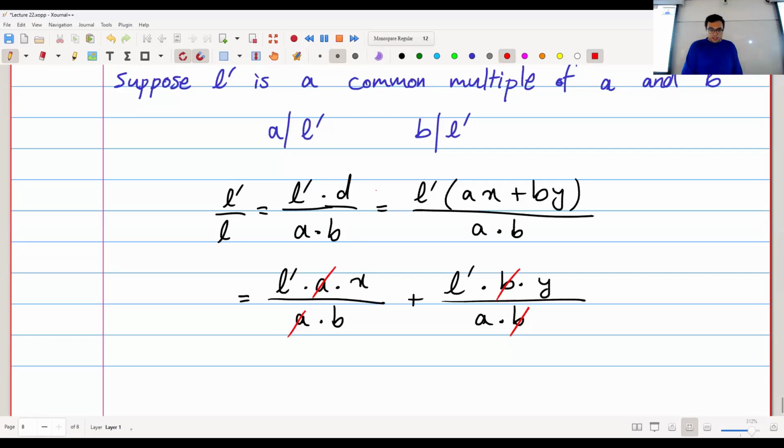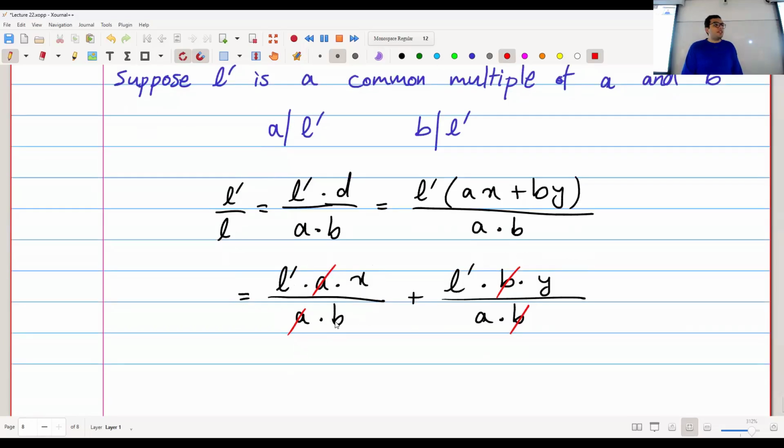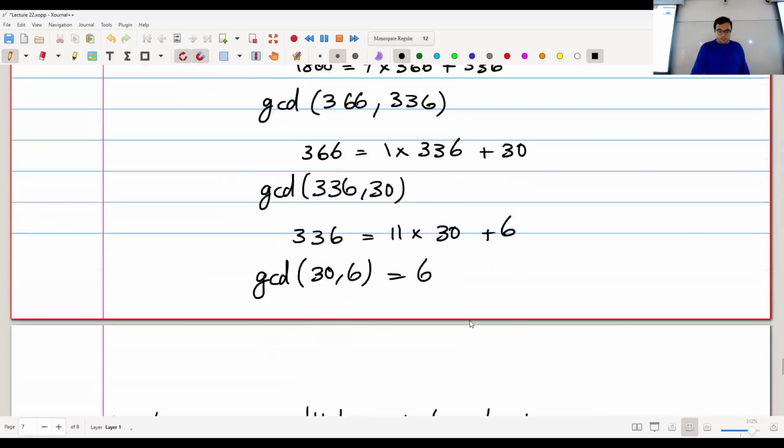But here's the thing. L prime was a multiple of B. So L prime over B is an integer. So I can write this one as L prime over B times X. This is the multiplication of two integers. And L prime was also a multiple of A. So I can write this one as L prime over A, which is an integer, times Y. So this is also a multiplication of two integers. So L prime over L is an integer. It's a weird integer, but it's an integer. So L prime is a multiple of L. L divides L prime.